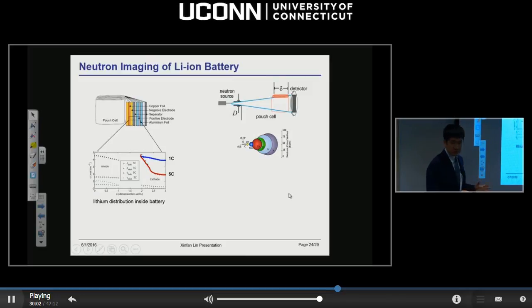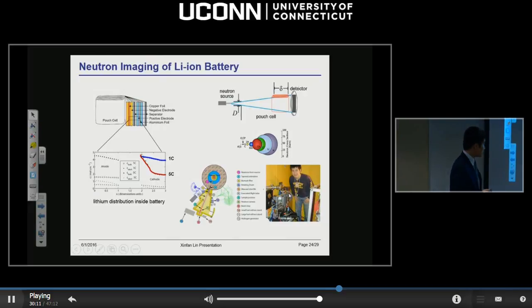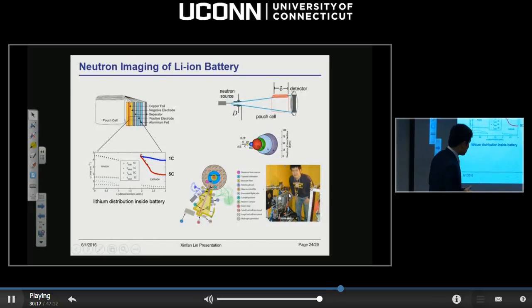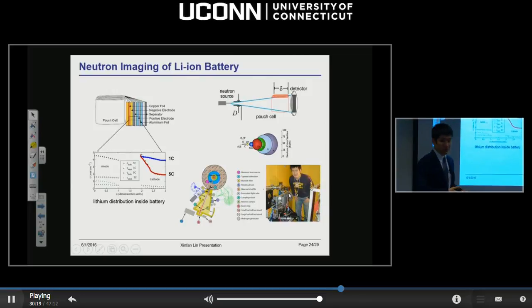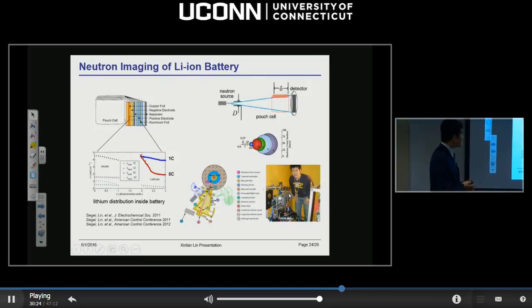We have done this in collaboration with the National Institute of Standards and Technology, NIST, Neutron Research Center. We fly to their Maryland campus to use their neutron facilities, and we do this experiment using our own cells. More details can be found in these three of our previous publications.